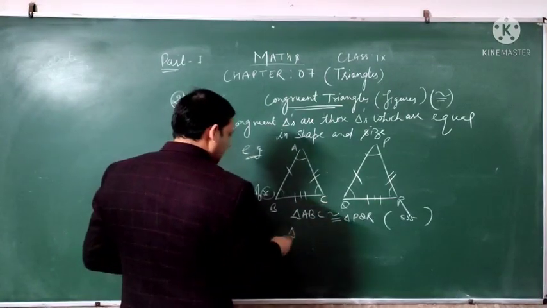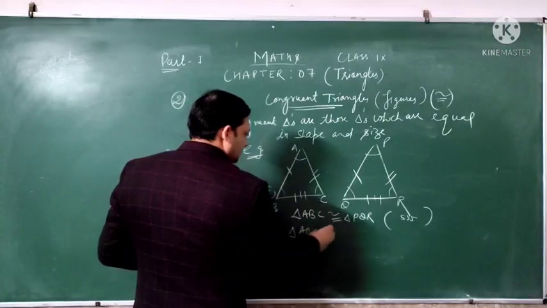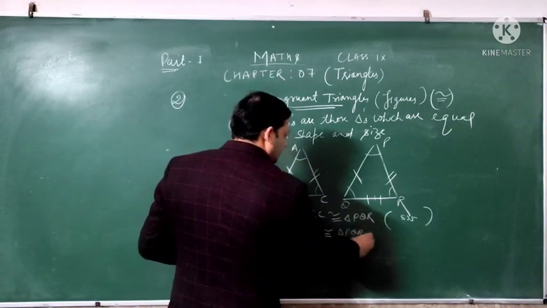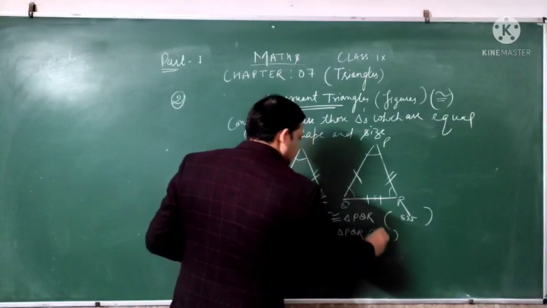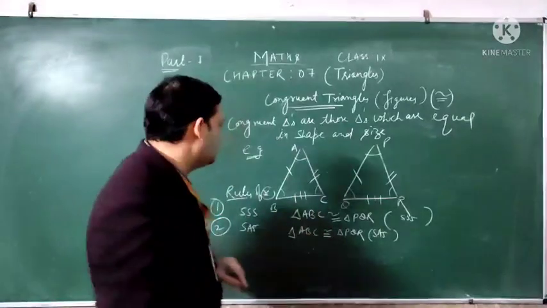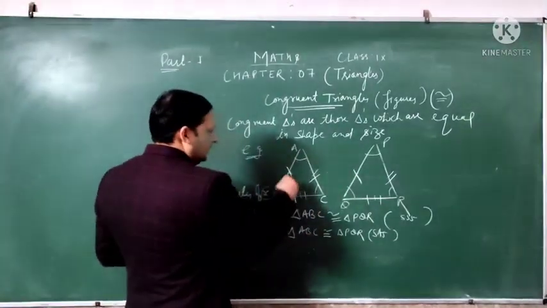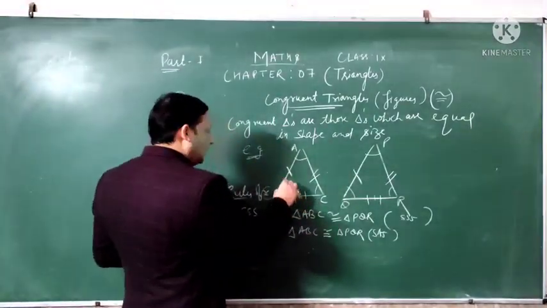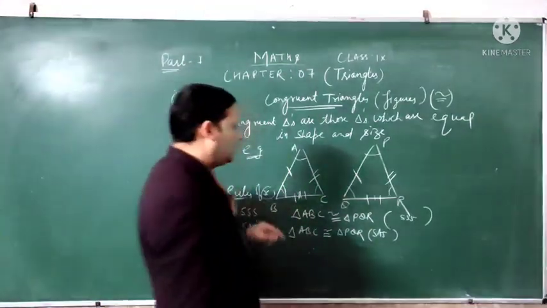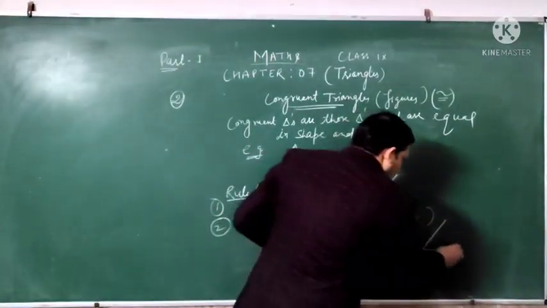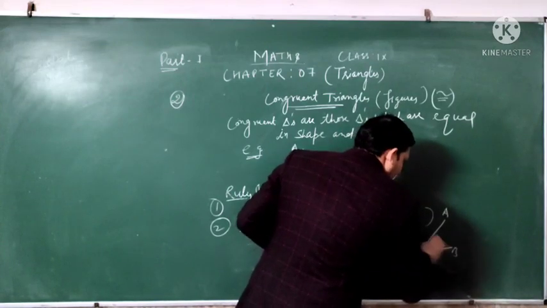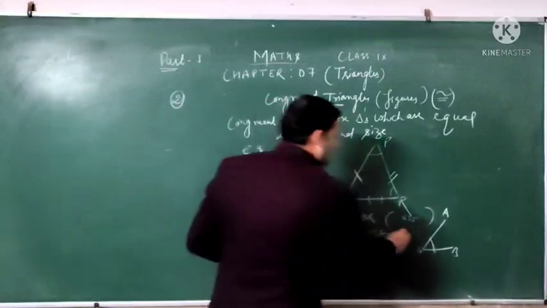It means again we have to prove triangle ABC congruent triangle PQR by SAS. What I will do? I will take any two sides. Suppose I am taking this side, this, then I have to take this side and angle between these sides. SA means including angle. We have to take angle between the sides. Between the sides, we have to take this angle. This is for SAS.